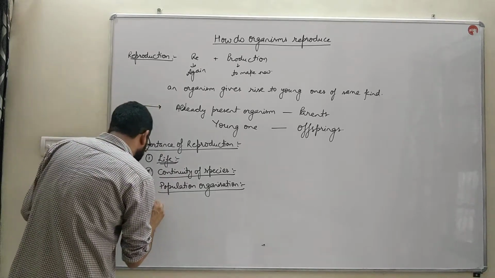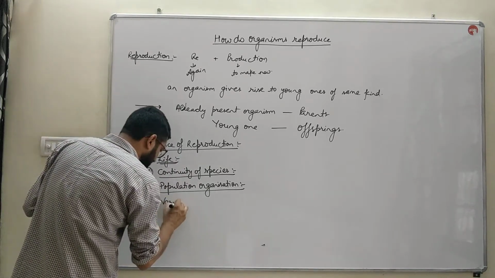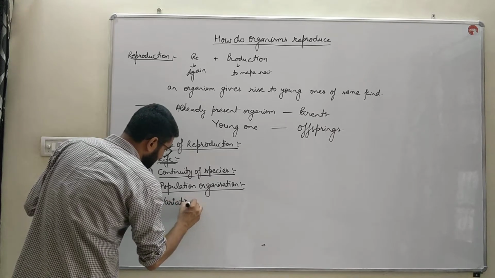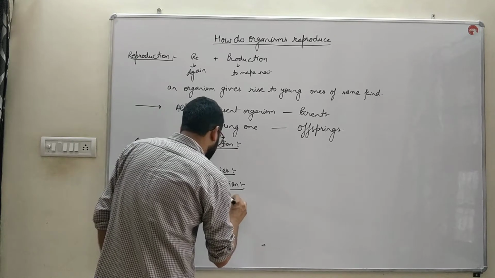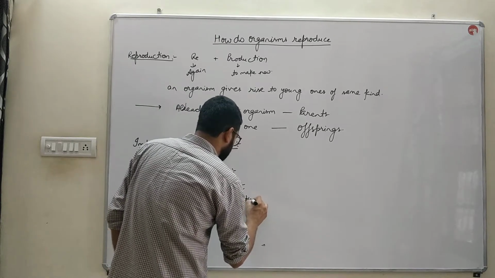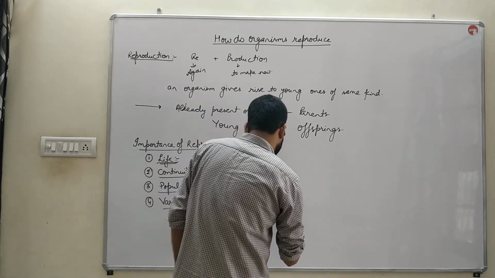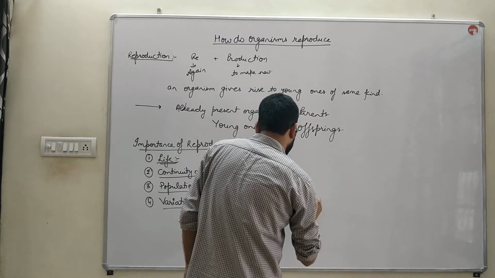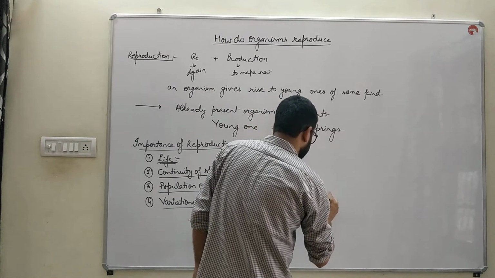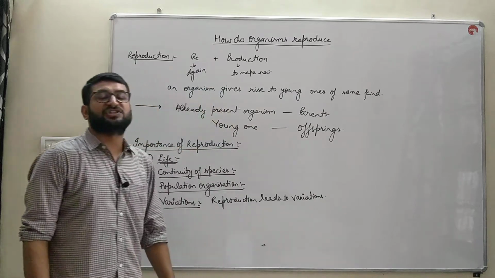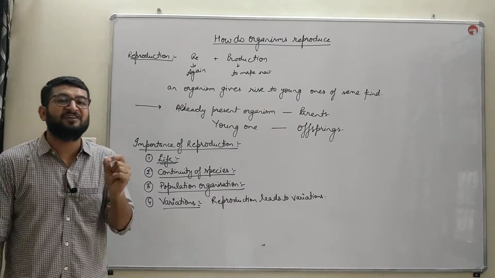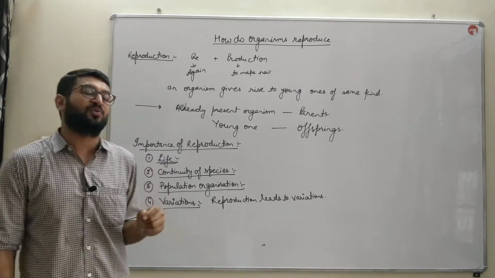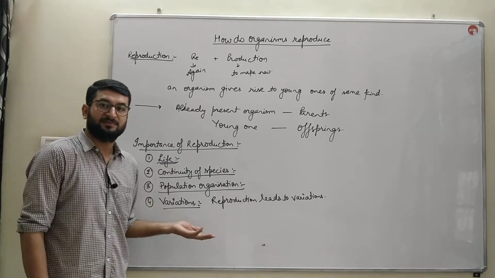And the fourth and the most important one is variations. Reproduction will lead to variations. First we'll discuss what are variations. Easily distinguishable changes which may or may not provide a survival advantage to an organism are known as variations.